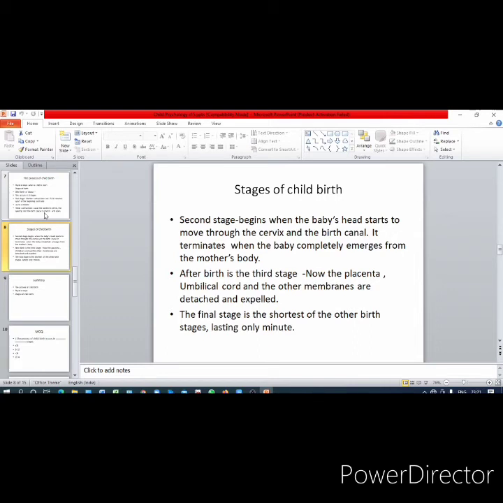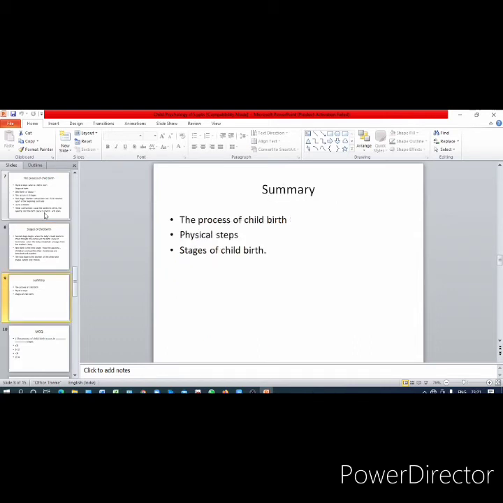So in this session you learnt about the process of childbirth, which involves 3 stages. In the next session, you will be learning about the assessment of the newborn. Now it's time for you to attempt some MCQs on this session.